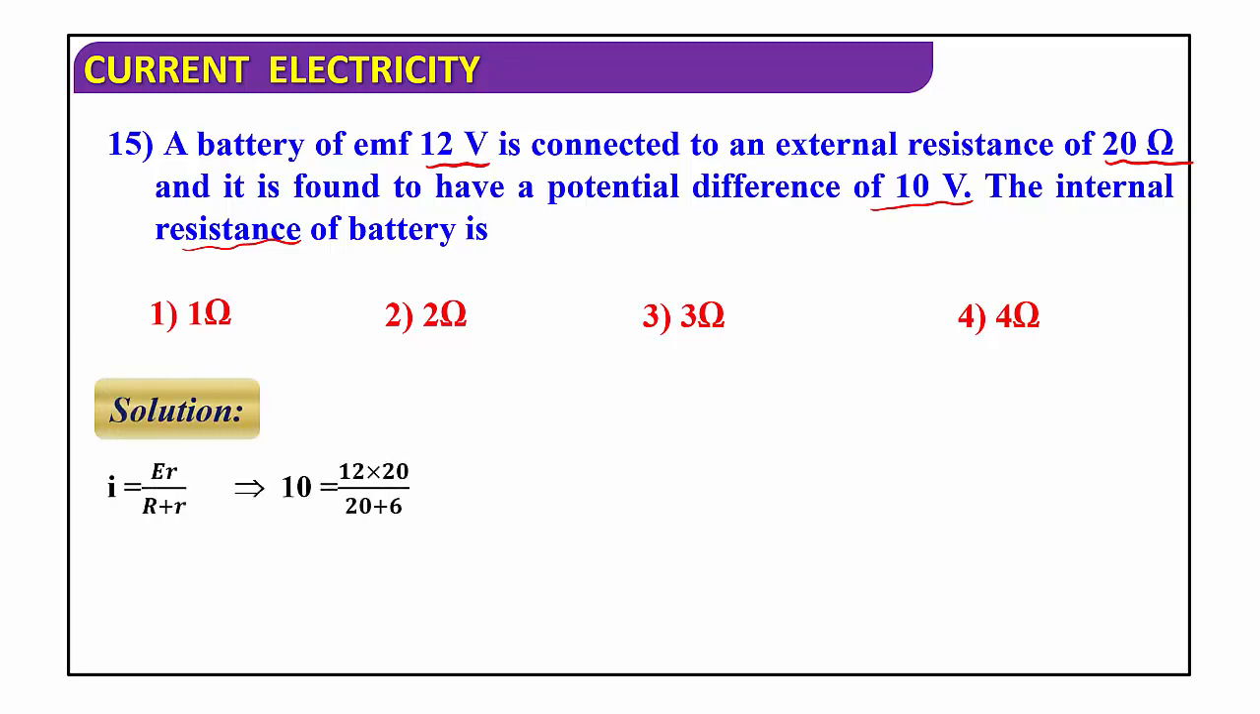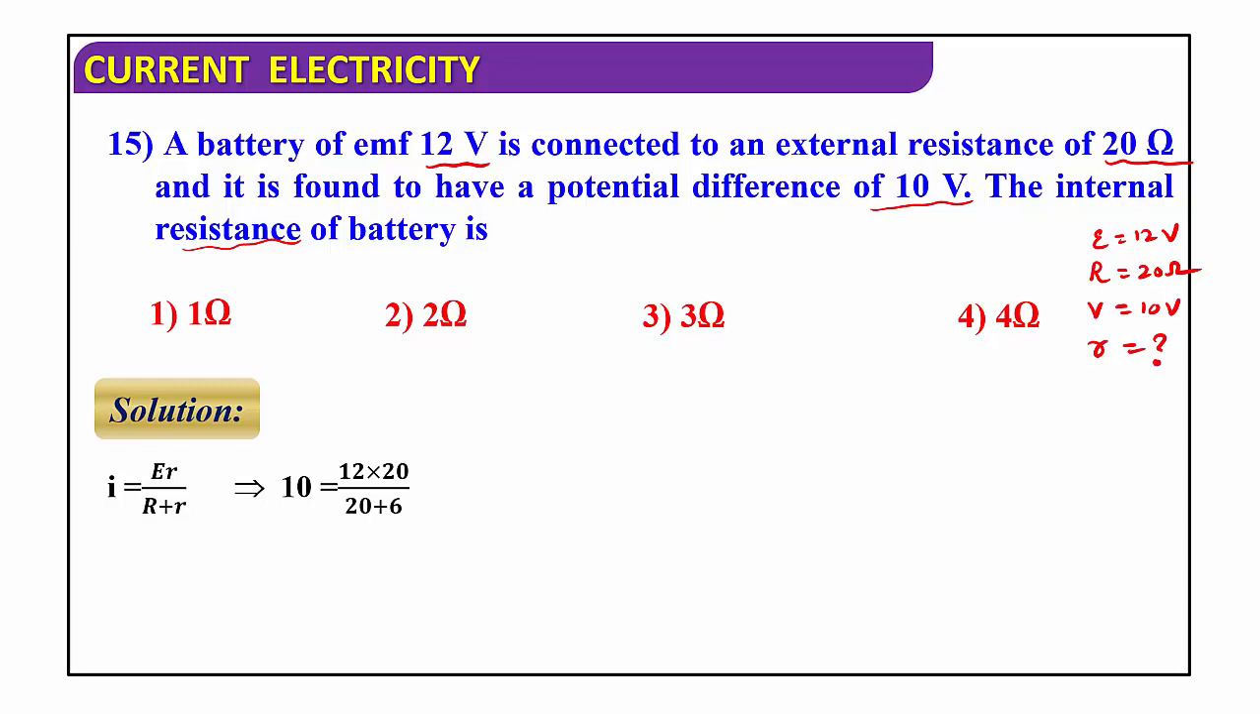Observe here. We go for the given in the problems. EMF of the battery E equal to 12 volt, connected to external resistance R equal to 20 ohm. It is found to have potential difference V equal to 10 volt. Internal resistance is denoted by small r, that we have to find here. Is it clear? So now here I can use the formula.